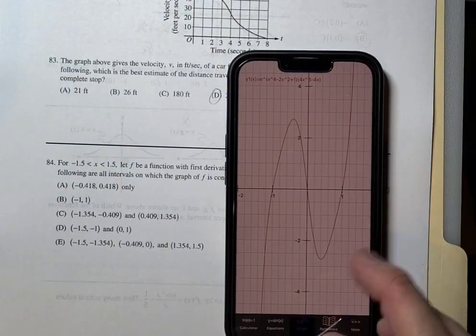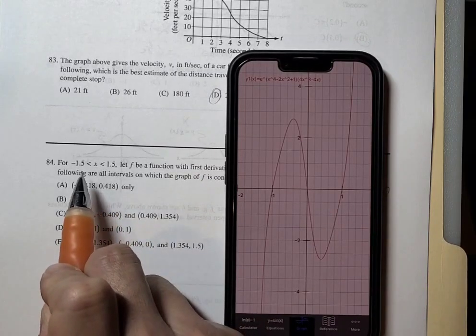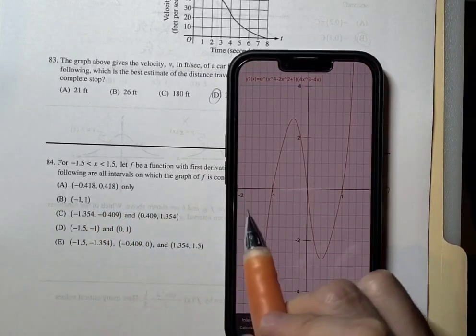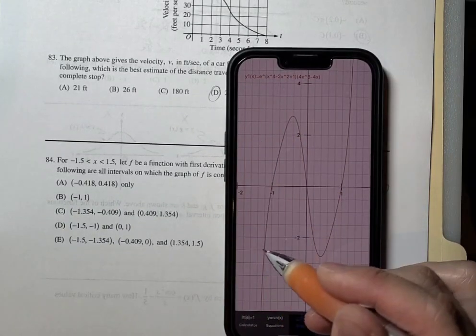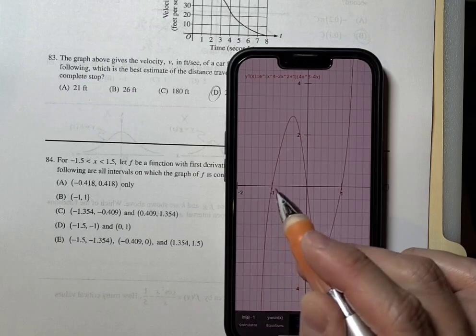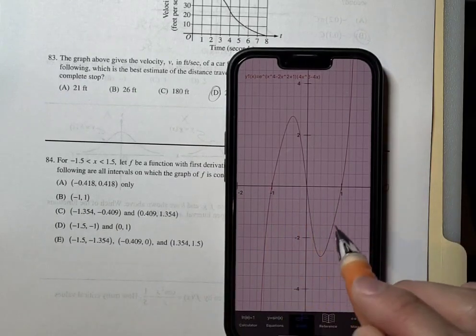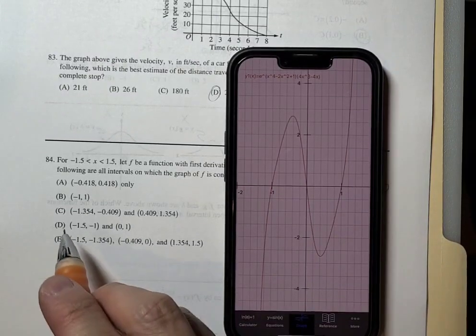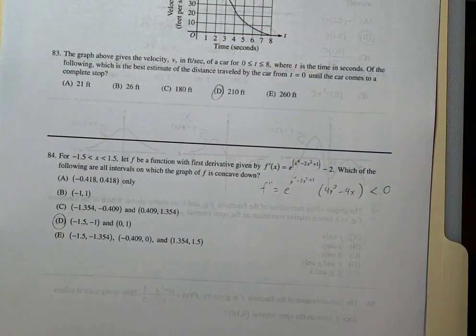If I graphed it correctly, this is for x between minus 1.5 and 1.5. So this is f double prime once again. f double prime is negative between negative 1.5 and negative 1, and then from 0 to 1 again. So it looks like it's choice D. Let me double check that is correct. Okay, that's what the key got. Good, let's move on.